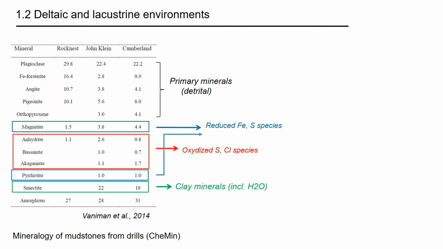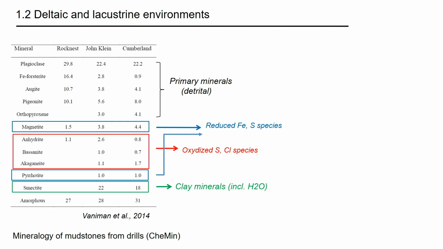You can see in the two drills within the mudstone, we still preserve primary minerals. Those have huge chance to be detrital, and they correspond to plagioclase. But olivine is almost not present while it was present in the sand. Augite and pigeonite and orthopyroxene, all of these correspond to pyroxenes. They are present, but not in a lot of abundance.